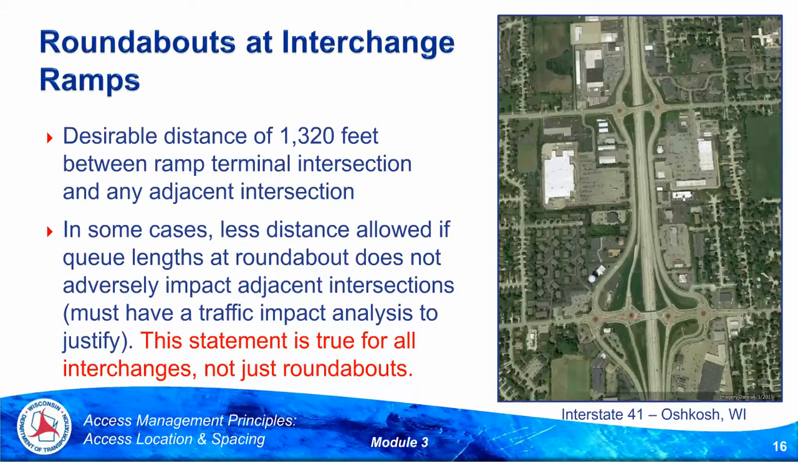But this slide shows roundabouts at the 9th Street interchange and also at Witzel Avenue in the Oshkosh area. You can see here on 9th that the roundabouts for the frontage roads are probably much closer than 1,000 feet, and that's a factor of vehicular speeds on the main line and the side road and context to the facility there.